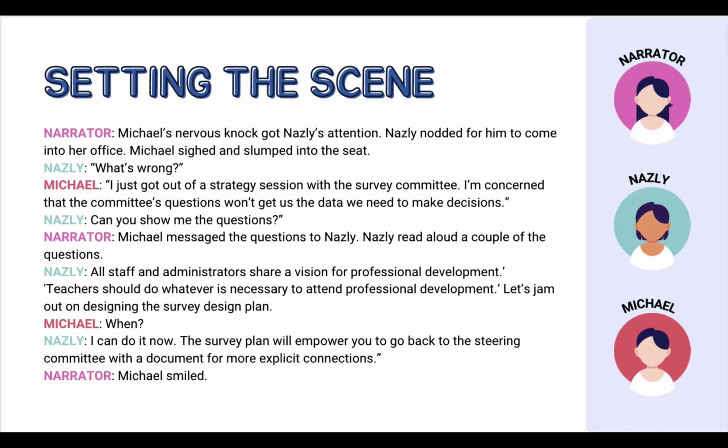So based on this scene, we can see that Michael was gathering information from stakeholders, in this case, the survey committee, to inform survey design. We see that he was worried at first that the information from the committee would not be helpful, right? And it seems that he was looking at the questions that the committee asked at face value without identifying the overarching theme and how to translate all of those themes into survey-specific questions.